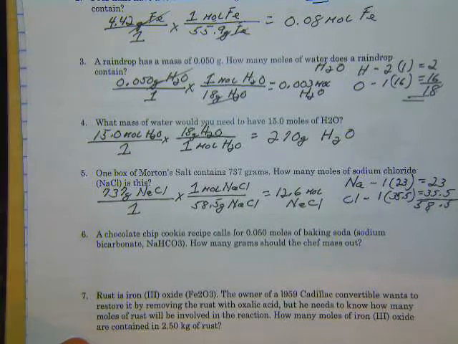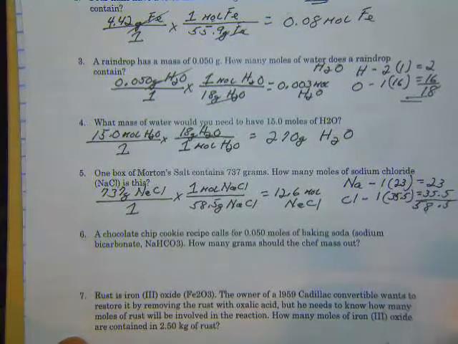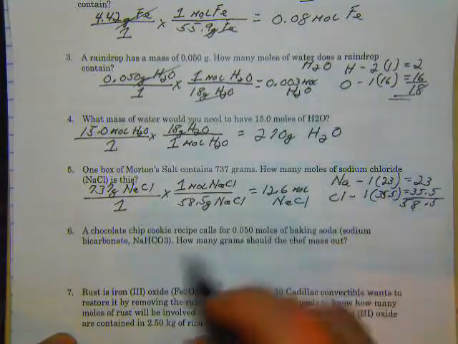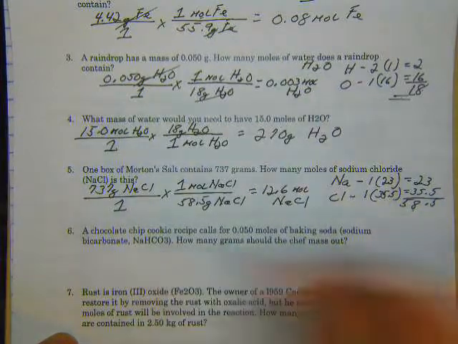Question number 6, we've got chocolate chip cookies. The recipe calls for 0.050 moles of baking soda, sodium bicarbonate, NaHCO3. How many grams should the chef mass out? Well, we have to find the mass of this particular compound.